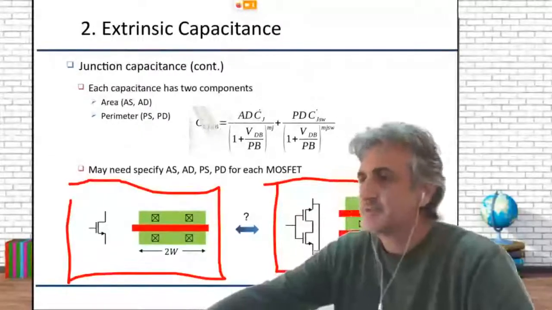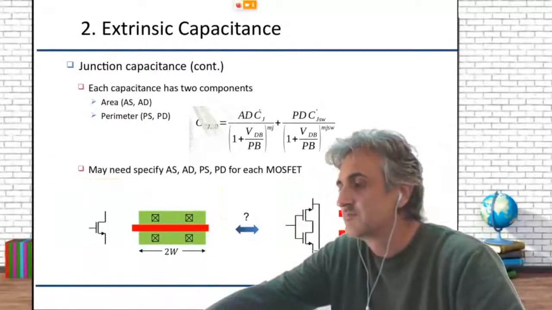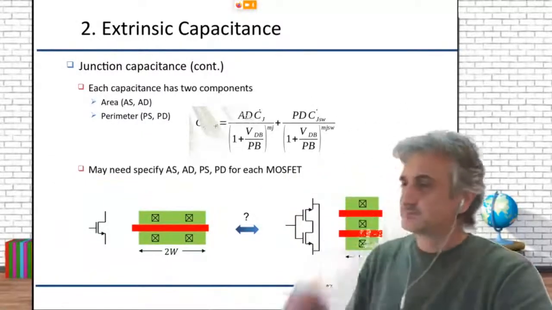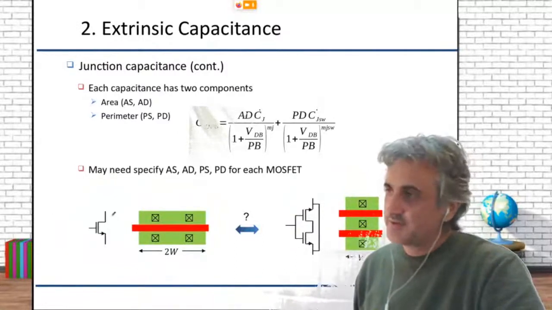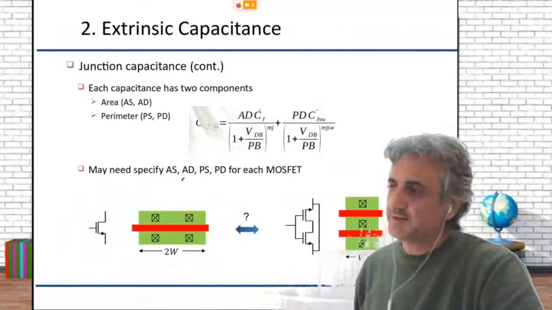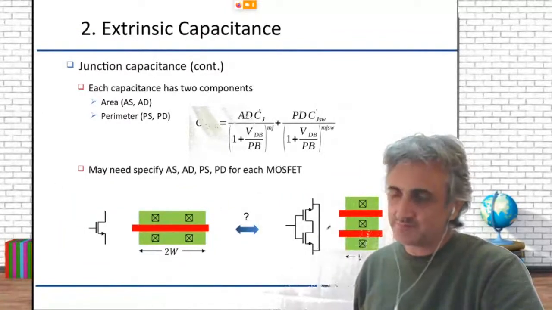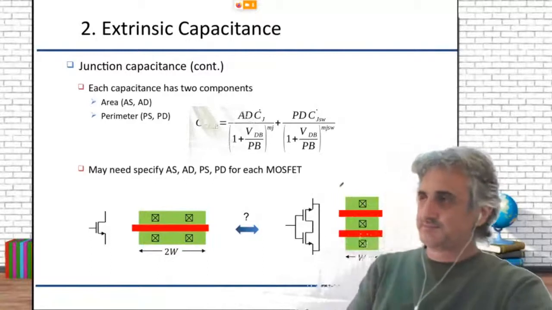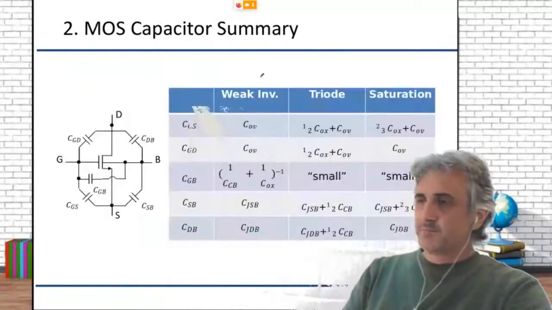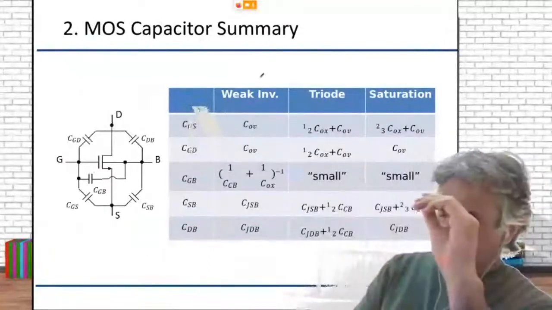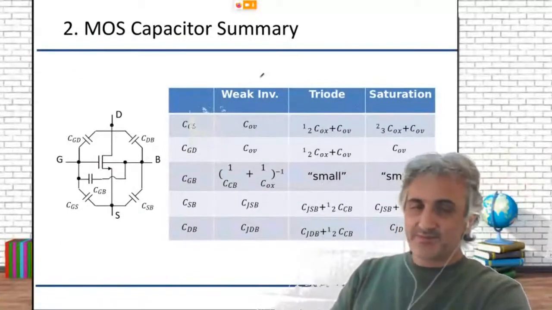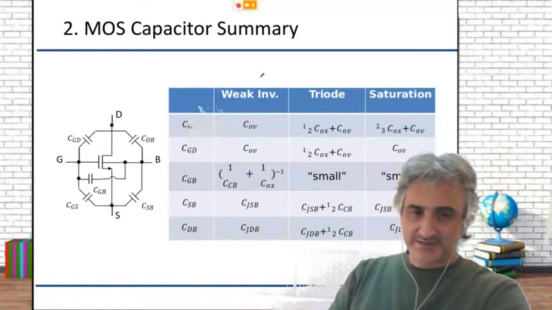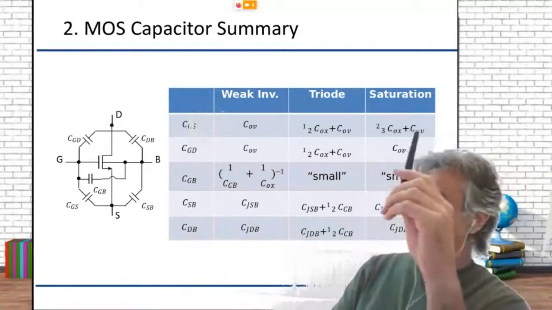Okay, so this is what we see here. Okay, so in this case, we probably need to specify the areas and the perimeters for each one of the MOSFETs, because we can do things like that. Okay, so to make something which is quite long short, this is the summary of all the capacitances that we have at the MOSFET.